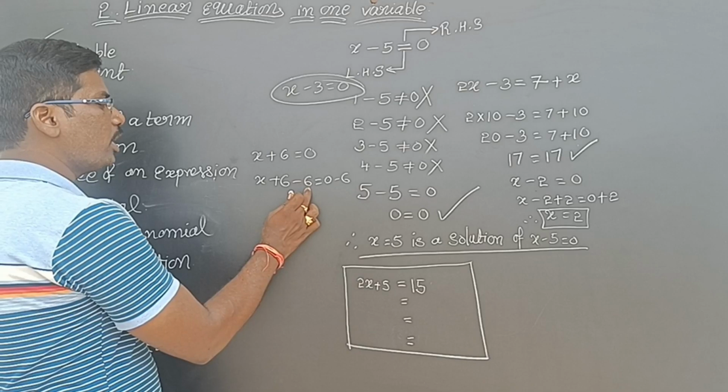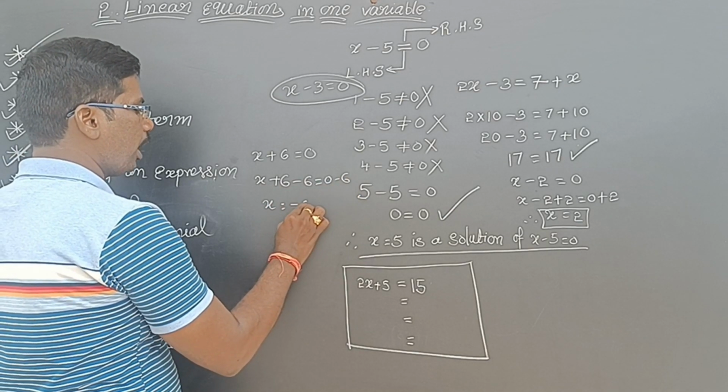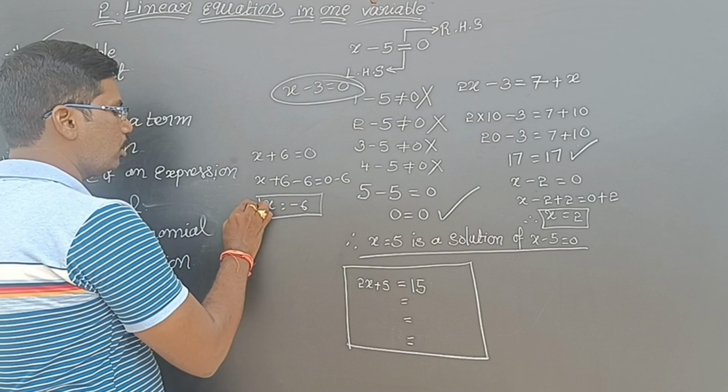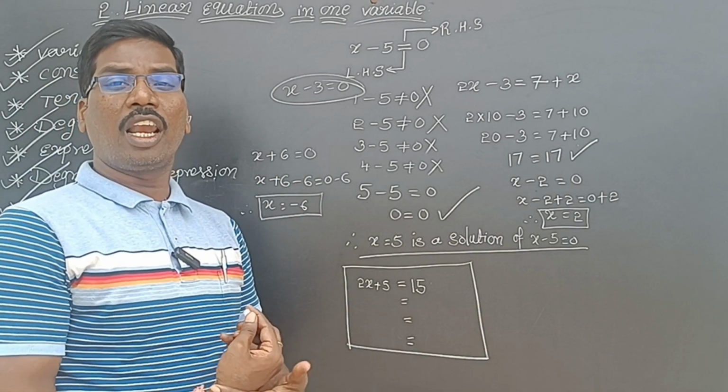Now see here, 6 minus 6 is 0, 0 plus x is x. So 0 minus 6 is minus 6. Now I got the answer: x is equal to minus 6. Like that we can do.